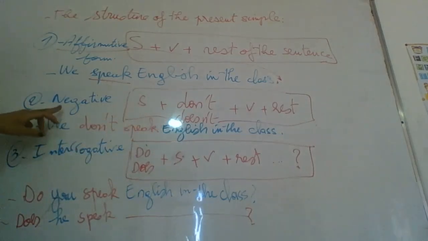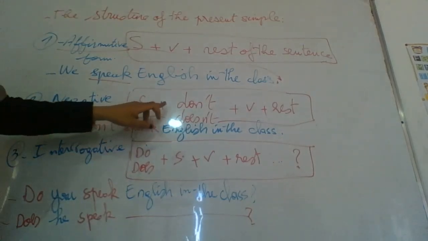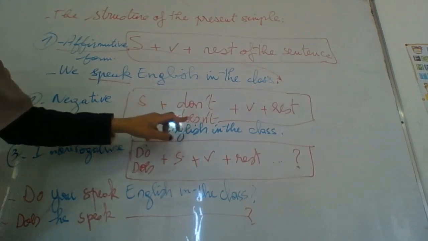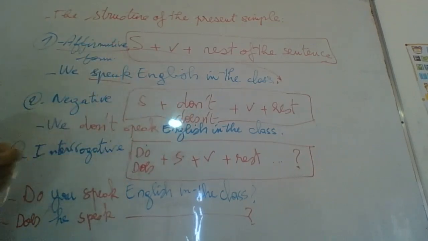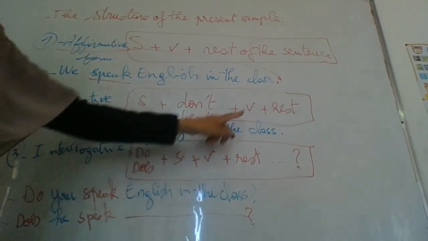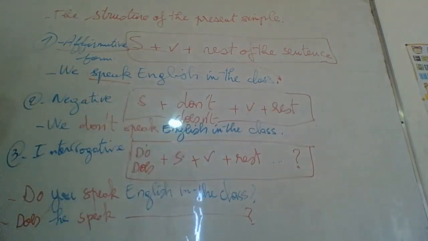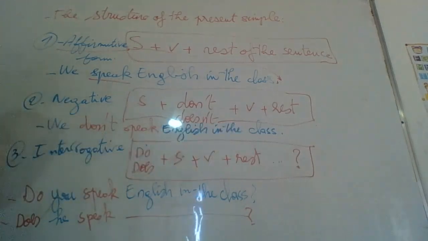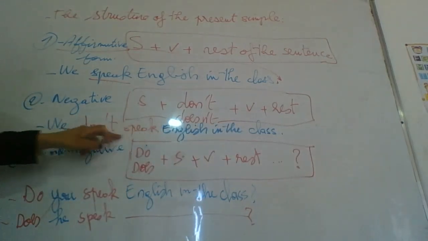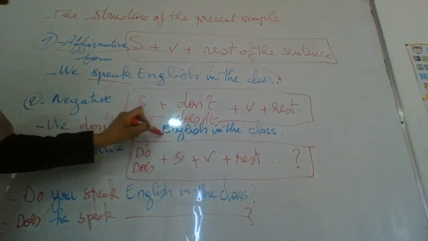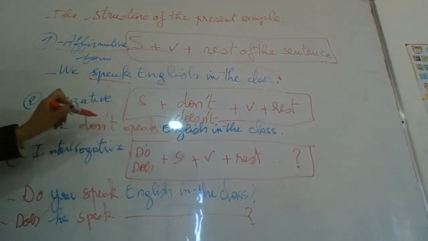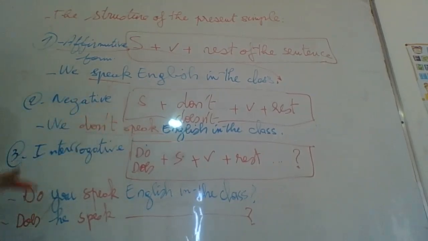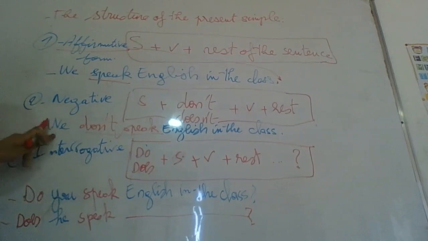Negative form, we have subject plus don't, the auxiliary verb don't or doesn't, plus verb plus the rest of the sentence. For example, we don't speak English in the class. We don't speak, this is the verb, alright? And the verb, it is the action, is in the negative form. This is the verb. We don't speak English.